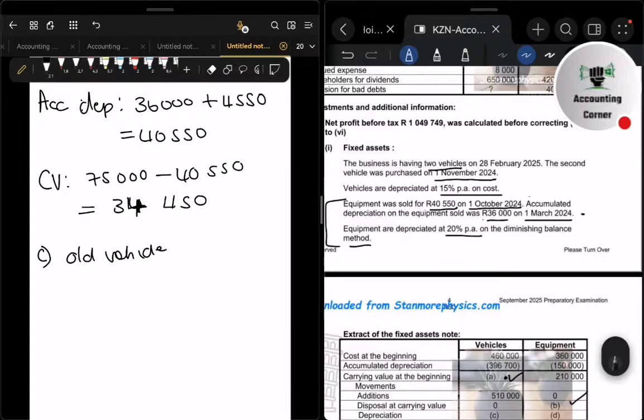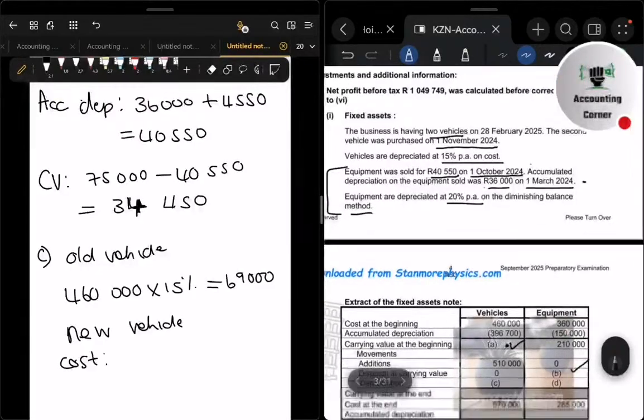So that vehicle's cost was the cost at the beginning, which is 460,000. Calculate depreciation at 15% per annum on cost. So it's just cost times percentage. So that'll be 460,000 times 15%. We had that for the whole year, it wasn't sold. So 69,000.